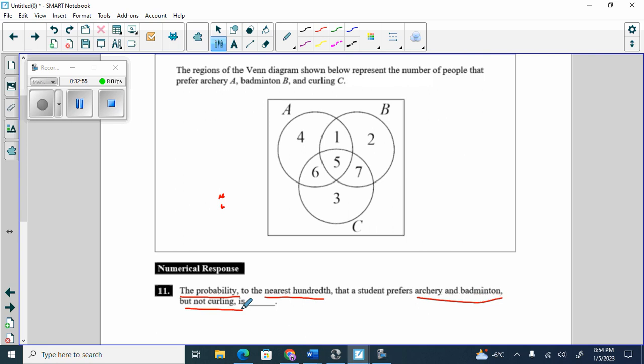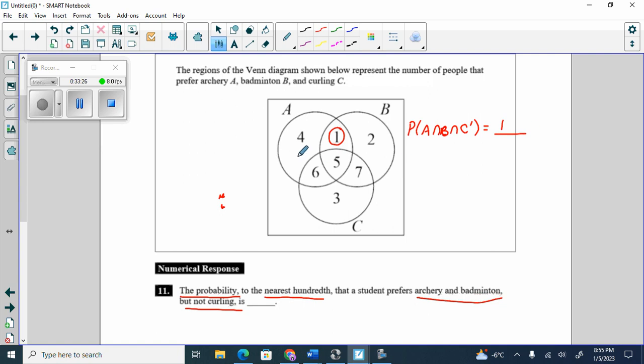What's the probability to the nearest hundredth that the student prefers archery and badminton, but not curling? Archery and badminton, but not curling. So we need archery and badminton, which is this eyeball. Remember the and is the eyeball, but not curling, so not this one. So it's 1. So probability, archery and badminton, but not curling, equals 1 out of total.